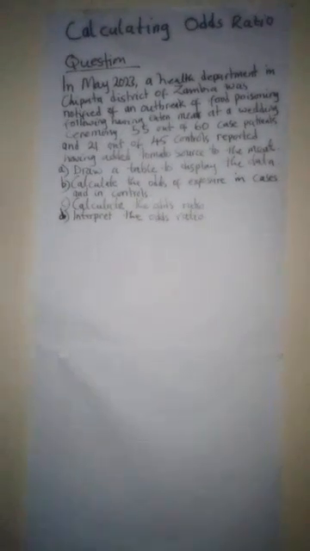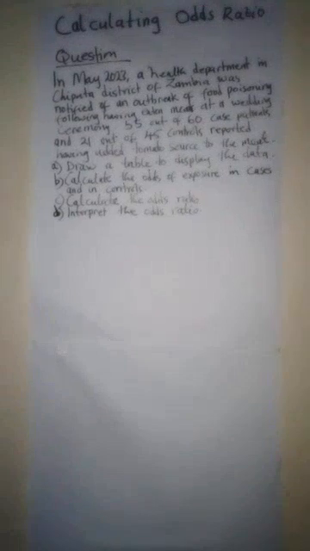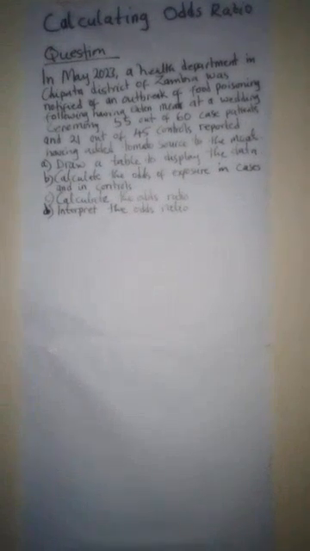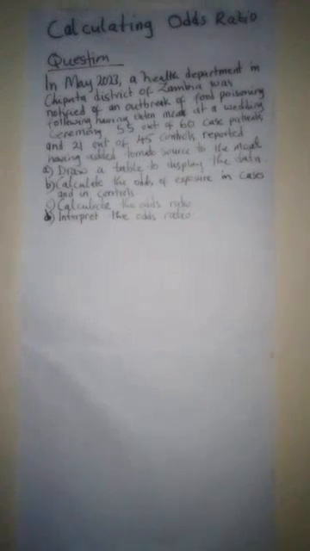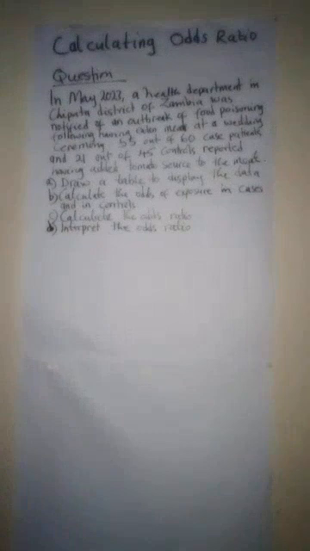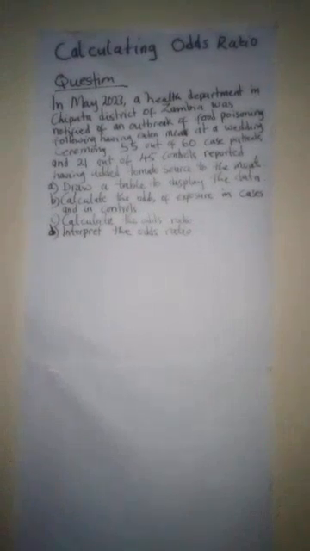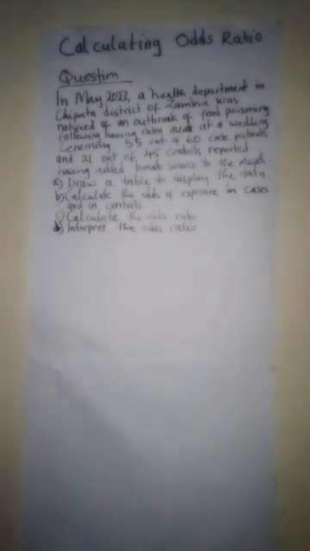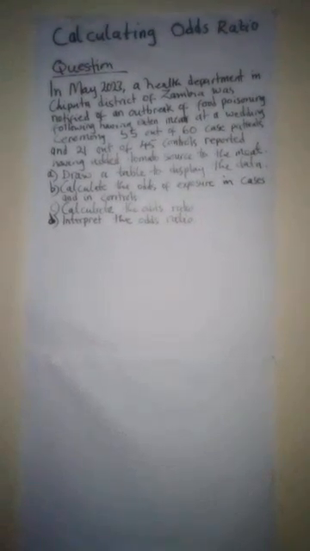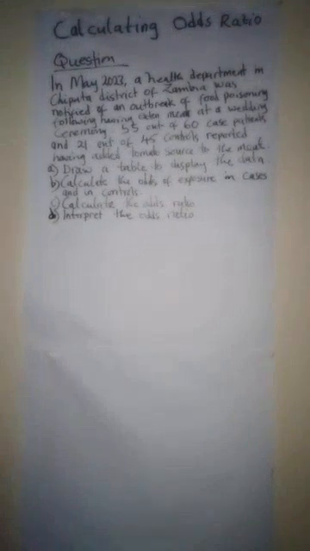One other thing to note is that an odds ratio of 1 will indicate that the odds of exposure among cases is the same as the odds of exposure among controls. Meaning that in such a case, we will say there is no relationship of an exposure to the disease.